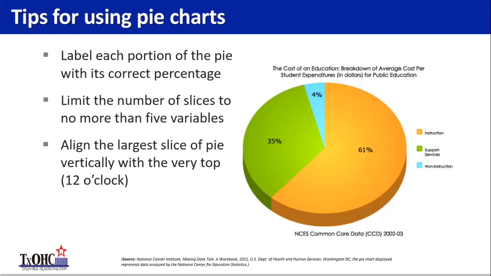You also want to align the largest slice of pie vertically with the very top of the pie chart. And this is what I'm talking about, right? So that 61% starts right at 12 o'clock and moves around.